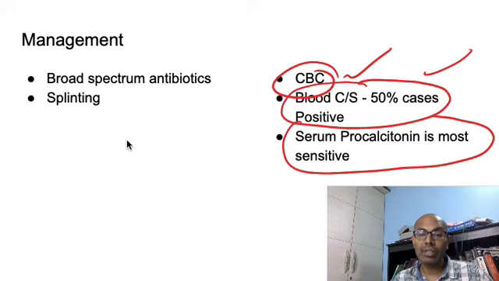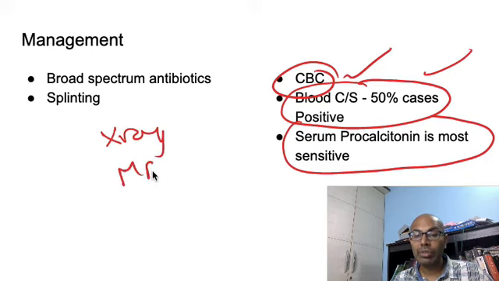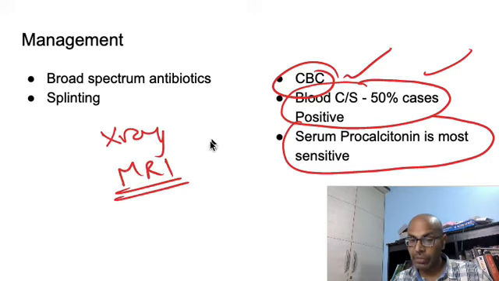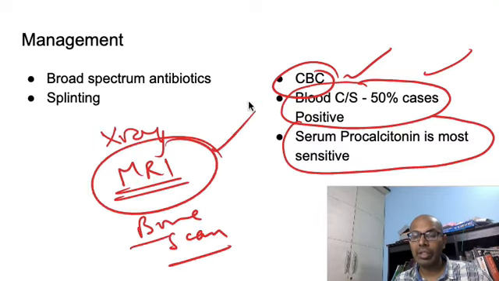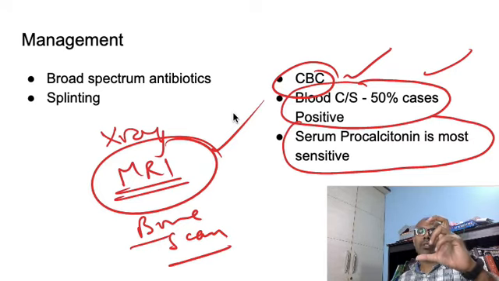Also other investigations, as I was saying, you can do an X-ray initially, right? MRI is the most sensitive, or the investigation of choice. You can also do a bone scan. It's more laborious, it takes more time, and MRI is much easier and faster to do. So in the question options, if you have MRI, you should choose MRI as the investigation of choice, right?